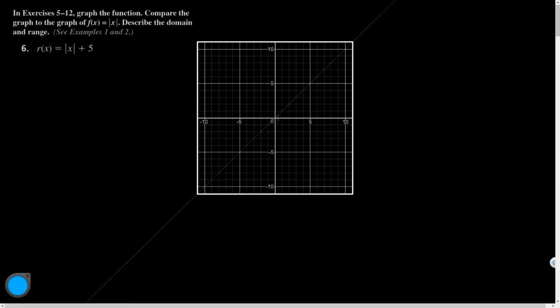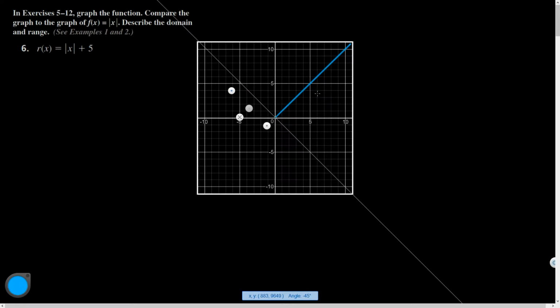You guys all remember this, right? So vertex at 0, 0, and it makes this V shape, which is actually kind of easy to remember because it's like absolute value, V value. So here's the regular graph. It's got two different slopes: up 1 over 1, up 1 over 1, and on this side, down 1 over 1, down 1 over 1.